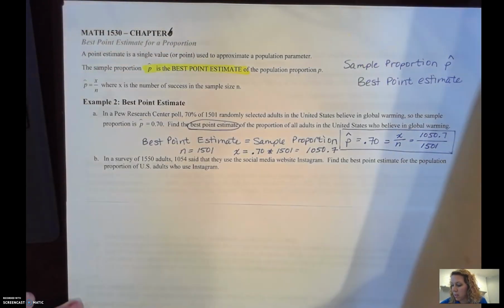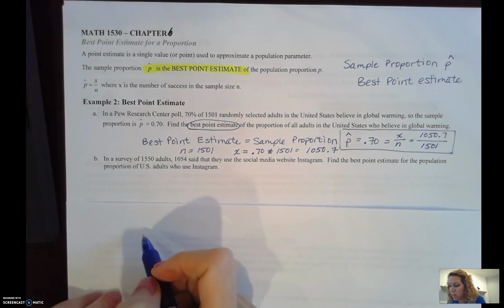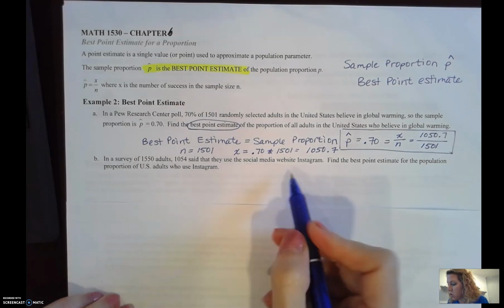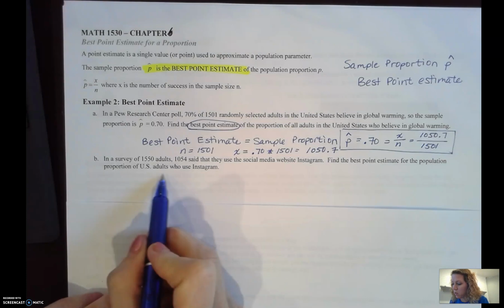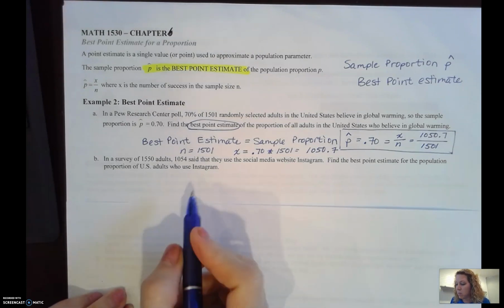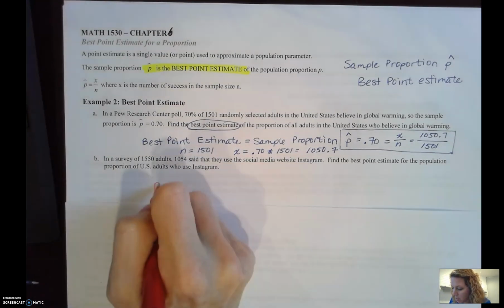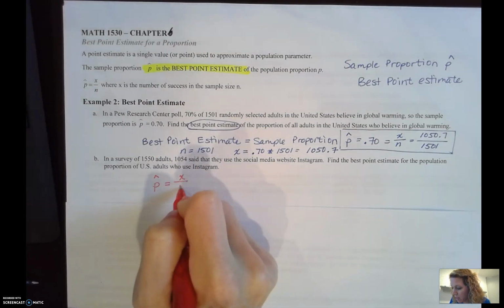The next one, it says in a survey of 1,550 adults, 1,054 said that they use social media website Instagram. Find the best point estimate for the population proportion of U.S. adults who use Instagram. Again, since our best point estimate is our sample proportion, we're going to construct p hat. P hat is going to be a percentage, or as we said before, x over n.